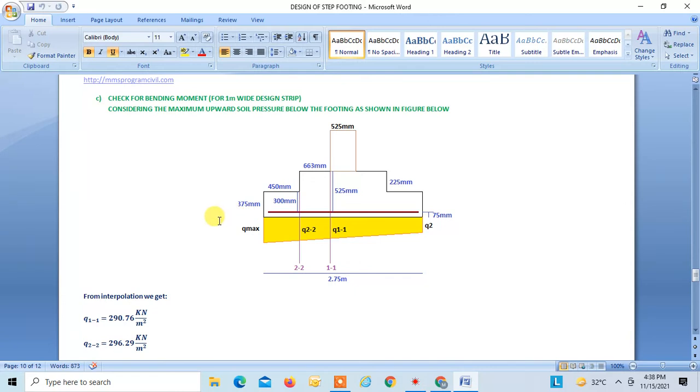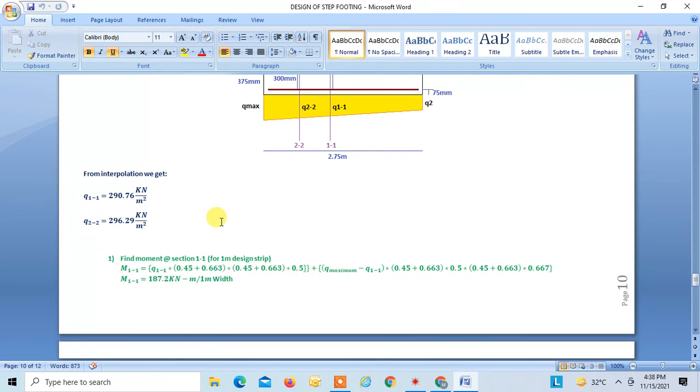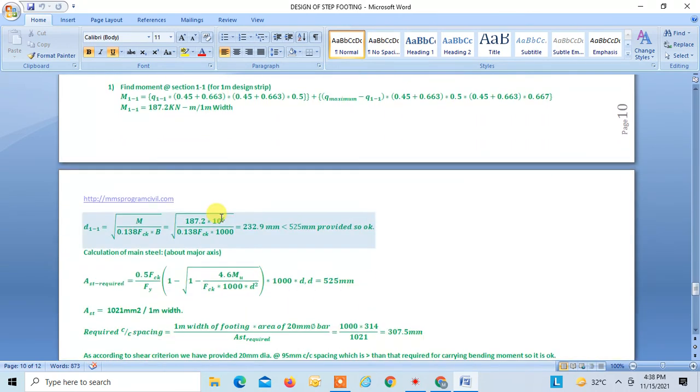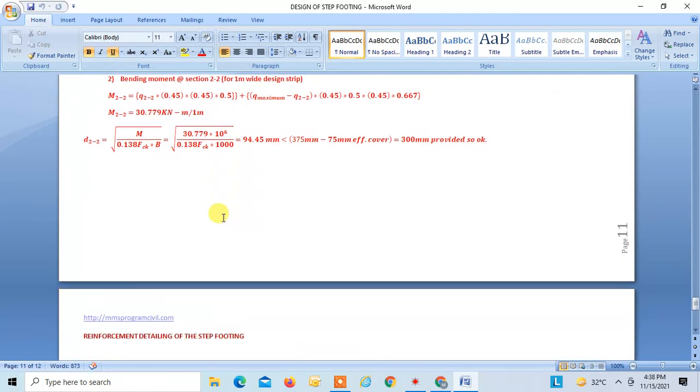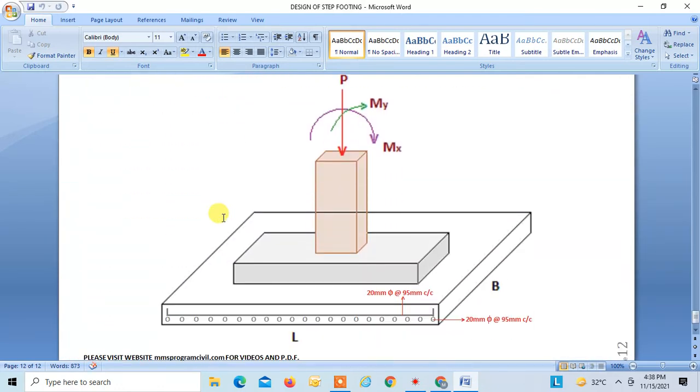So this is how we can see that the section which we have decided is found to be satisfying all the shear and flexure criteria, right? So the final step is that we have to draw the detailing diagram, which I have already shown, right? So this is how we do the design of a step footing.